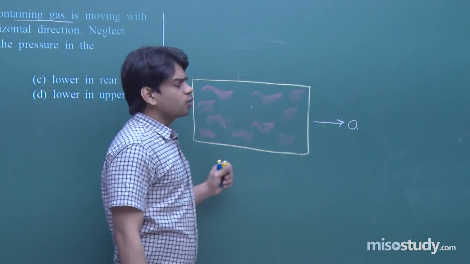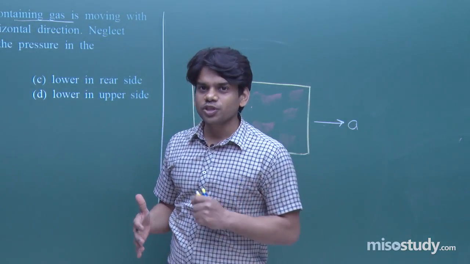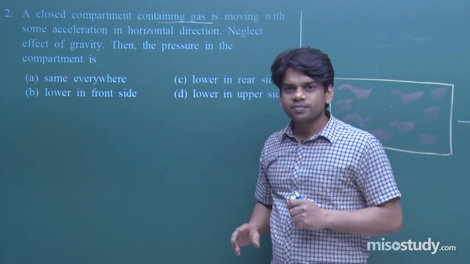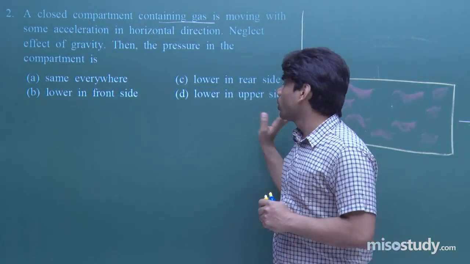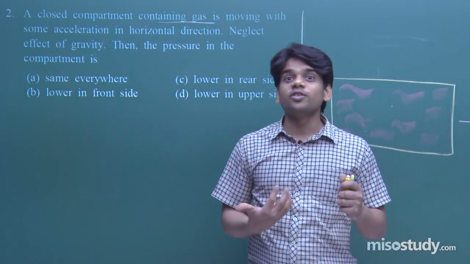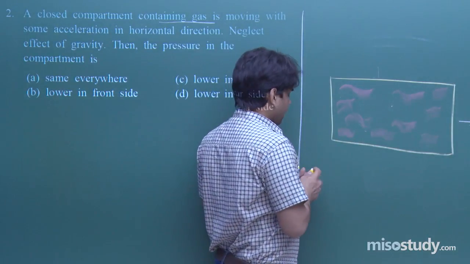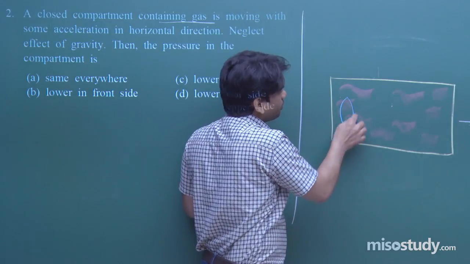Now it's required to know how to differentiate pressure at various positions in this container. Whether the pressure is the same everywhere, whether it's lower in the rear side or lower in the front side or lower in the upper side. So we need to find out, is the pressure the same everywhere or is it different at any other point. Now to do such a question, we can take any part.